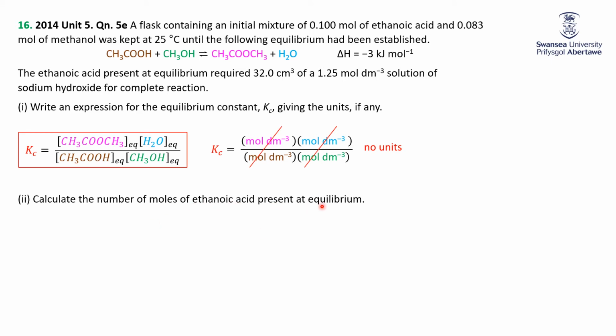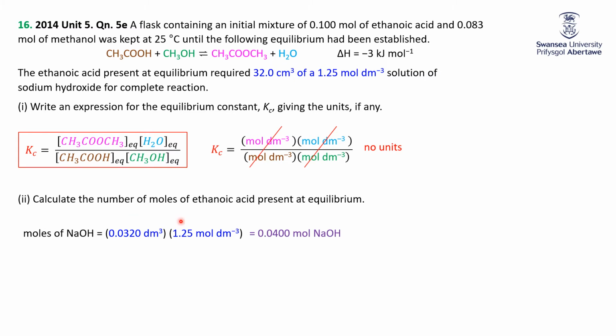Calculate the number of moles of ethanoic acid present at equilibrium. Well, we are told that the ethanoic acid required this volume of this concentration of sodium hydroxide. When you're doing a neutralization like that, it's 1 sodium hydroxide to 1 acid. So therefore, we can just figure out the moles of sodium hydroxide is equal to 0.0400 moles of NaOH, and that's going to be equal to the moles of ethanoic acid. Again, this question is not really one in the equilibrium problem. It's much more of an acid-base problem, but no reason why we can't just calculate it here and knock it off quite nicely. So we got 0.04 moles of ethanoic acid.